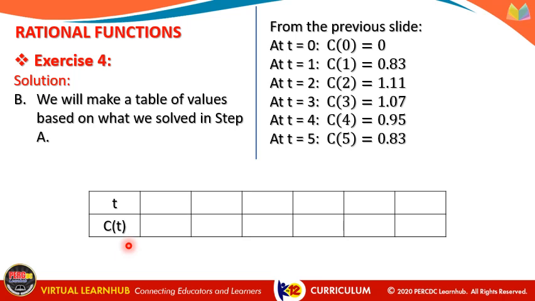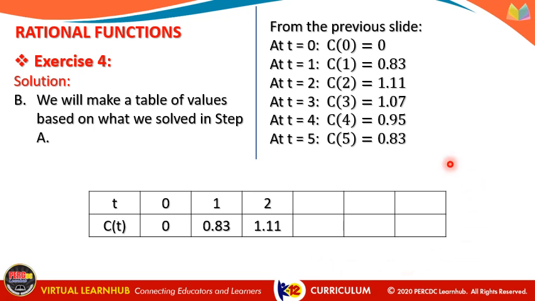Tapos, partner-partner na lang. So, again, at time is 0, the concentration is 0. So, sa first column natin, at time is 0, the concentration is 0. Next, at time is 1, the concentration is 0.83. So, dito sa next column natin, at time is 1, the concentration is 0.83. Moving on, at time is 2, the concentration is 1.11. So, ilagay lang natin dito. At time is 2, the concentration is 1.11.